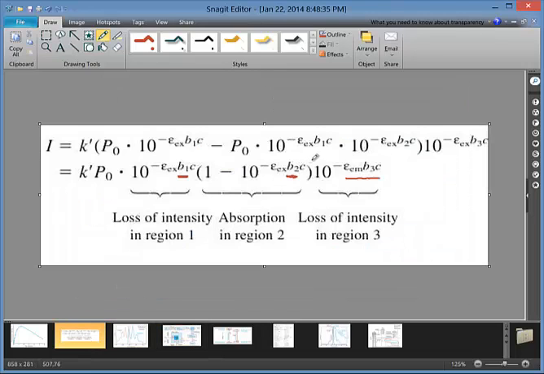Your book goes through how to derive this equation, and if you are mathematically inclined, you're free to look through that. But essentially, we just need to know that the fluorescence experiment is a little more complicated, or the data analysis is a little more complicated than in UV-Vis, due to loss of intensity in region 1, absorption in region 2, and loss of intensity in region 3. What does that do for us?